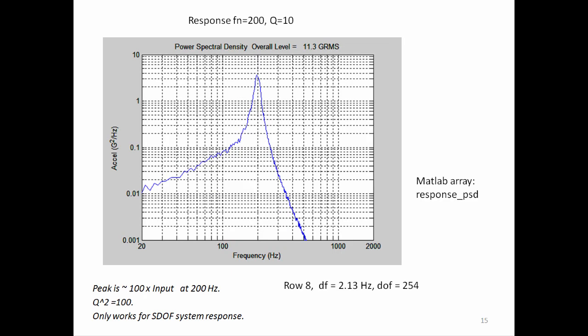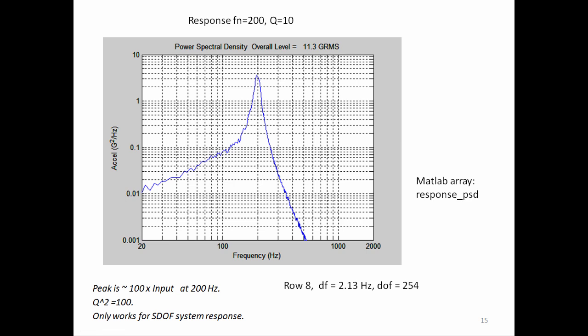Then we have our response acceleration time history, which is now converted to a power spectral density. In this case, the overall level turned out to be 11.3 GRMS. And you can see the various information there, the natural frequency and Q I've restated. And the peak level, if we take the base input, which was 0.04 G squared per hertz, let's see, it'd be about right here. Then we multiply by Q squared, which is equal to 100, then that equals our response PSD level.